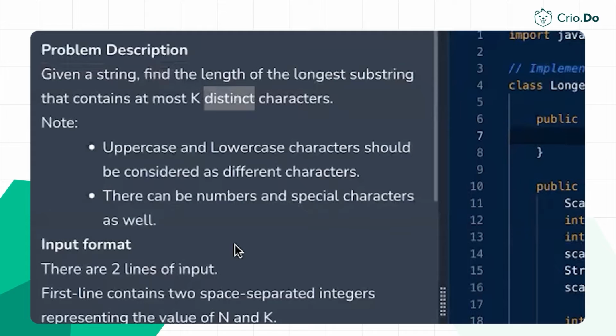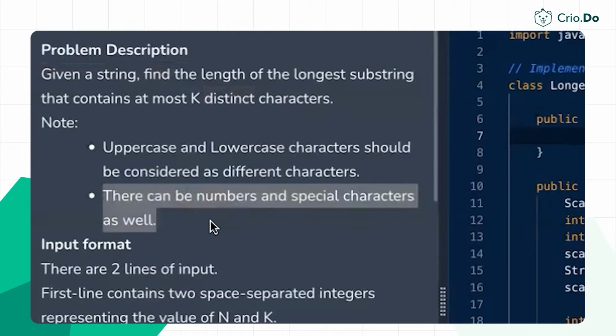Or let's say, actually in the example we will see whether we have to include repeating characters or not. The note is that uppercase and lowercase characters should be considered as different characters. That is, capital A is different from small a. We have to just keep this in mind. Also, there can be numbers and special characters as well. That is, there can be any ASCII character present in the string. It can have underscore, dollar, hash, anything.